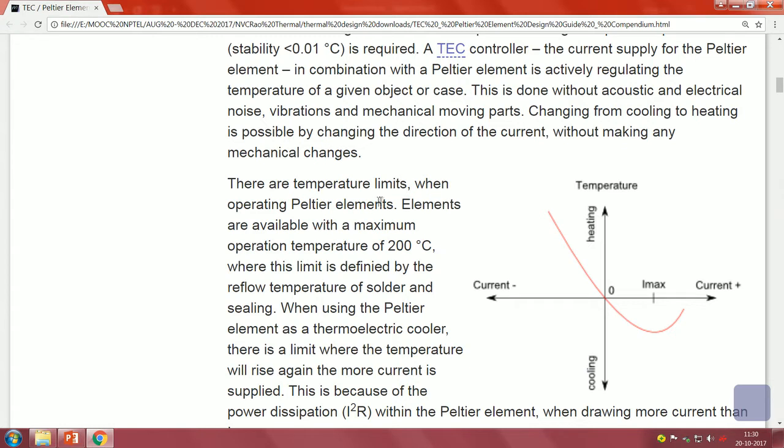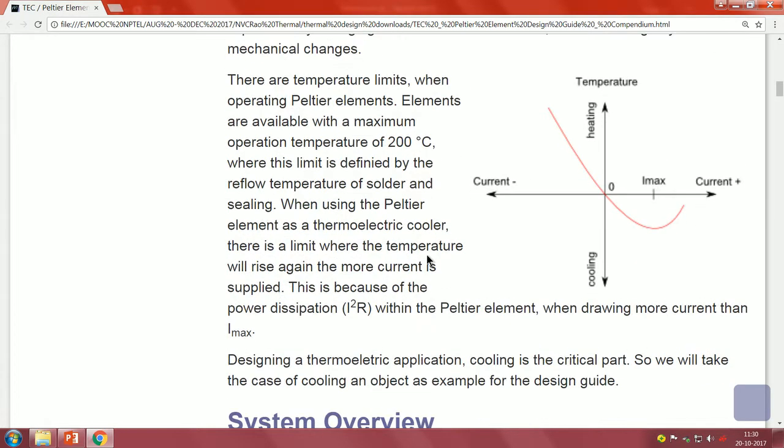There are temperature limits when operating peltier elements. Elements are available with a maximum temperature of 200 degrees, where this limit is determined by the reflow temperature of solder and sealing. There is a limit where the temperature will rise again as more current is supplied. This is because of the power dissipation within the element drawing more current than Imax.